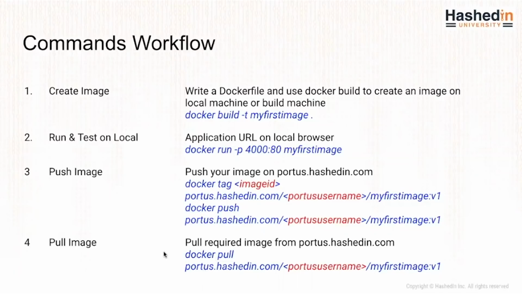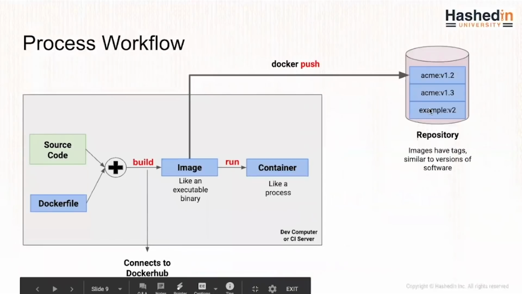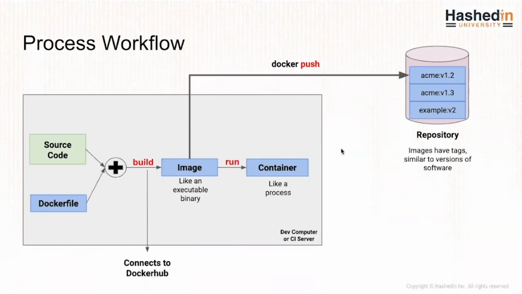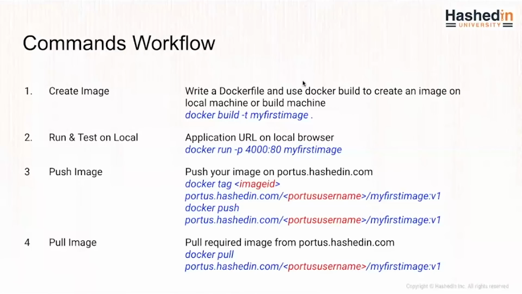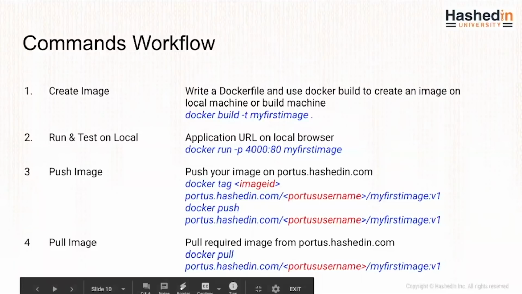This pull is not mentioned in the previous diagram, but definitely when you have pushed the image and hosted it somewhere, some new developer or a QA team member would want to test and run it. This is how you share: by pushing, and then somebody else pulls the image.